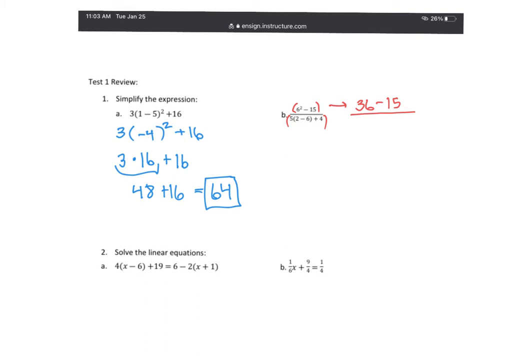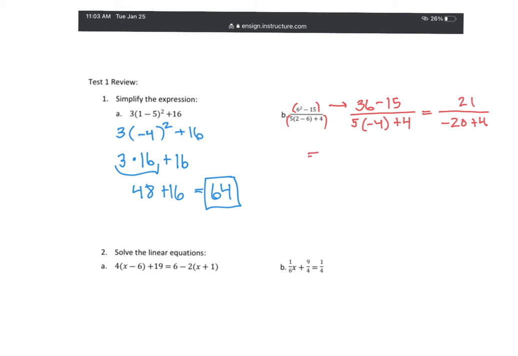And then on this bottom part, I am going to do the inside of the parentheses first. 2 minus 6 is negative 4 plus 4. Okay. I want to do that multiplication on the denominator. So 5 times negative 4 is negative 20 plus 4. And we can go 36 minus 15 is 21.